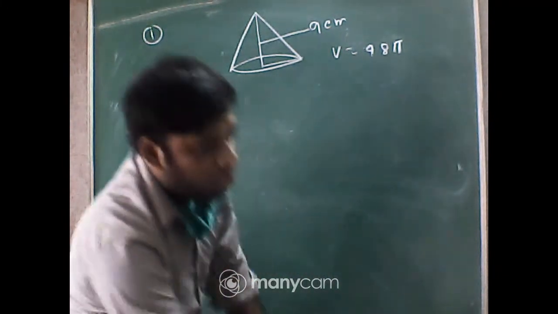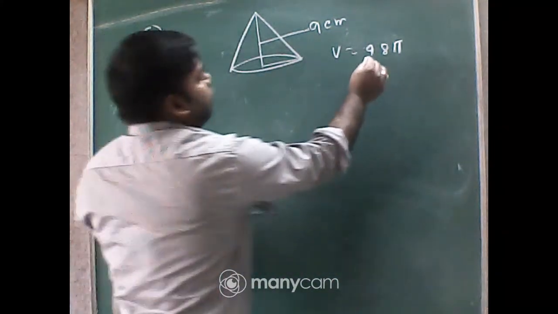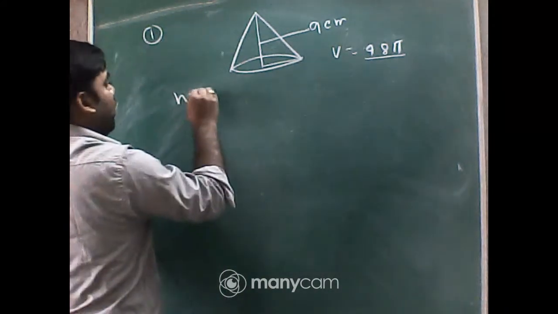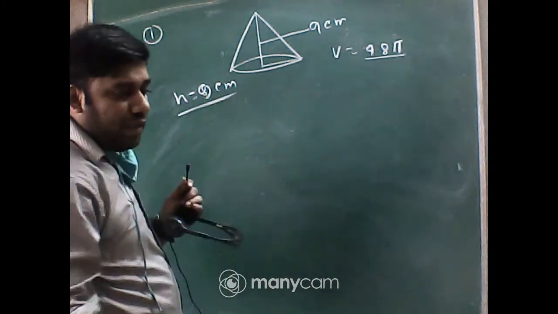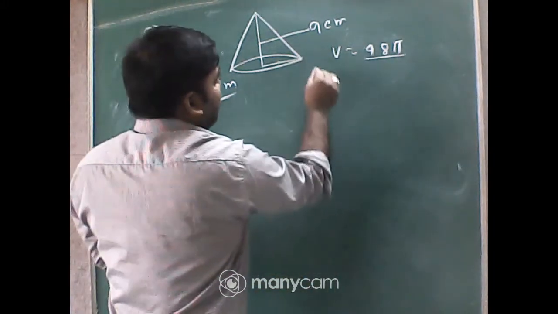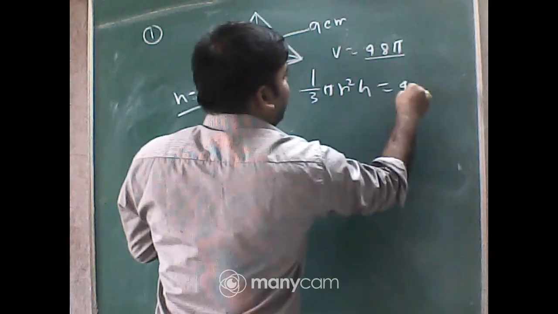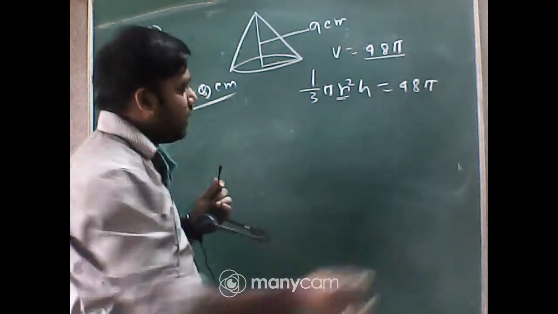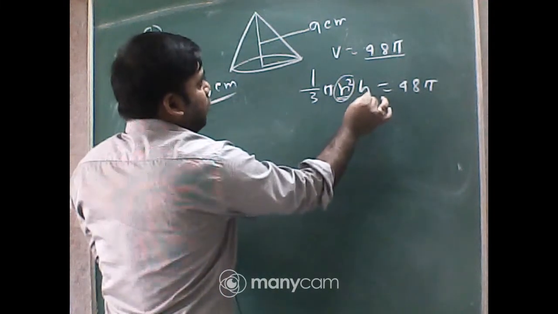Okay, so what have students answered. It is given that volume equals 48 pi. Height is given, height equals 9 centimeter. We know that the volume of a cone, that is 1/3 pi r square h, equals 48 pi. Now r is not known. In this question we have to calculate r, and h is also given.